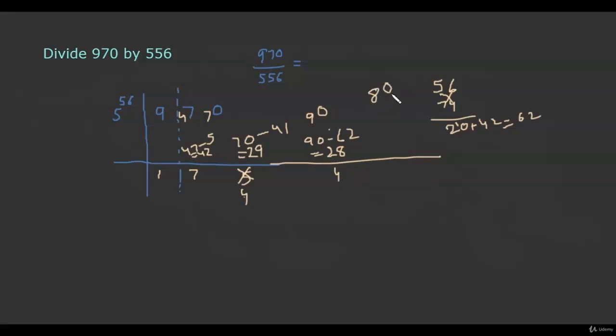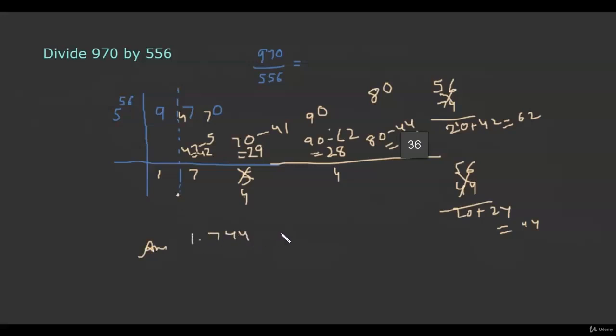Now the next dividend becomes 80. From 80 we have to subtract the crosswise product of the flag digit number 56 and the two previous quotient numbers 44. Now 5 times 4 is 20 plus 6 times 4 is 24. So 44. So we have to subtract 44 from 80. In this way we can continue, and the answer, because this is a decimal place, is 1.744 approximately.